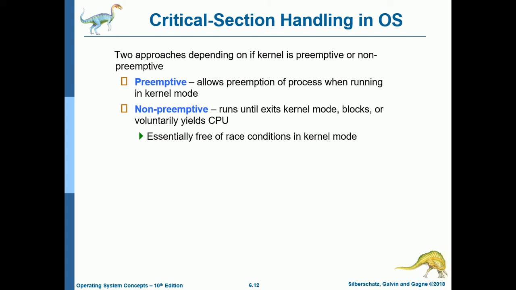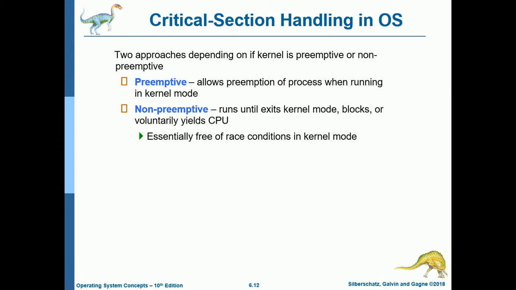Okay, critical section handling in the OS. There are two approaches, depending on whether the kernel is preemptive or non-preemptive. Preemptive allows preemption of a process when running in kernel mode. For example, if a process is executing and the next process in line has a higher priority, it can preempt or interrupt the executing process. The second process will be the one executed, while the first process partially completes its execution, waiting for the higher priority process to finish.